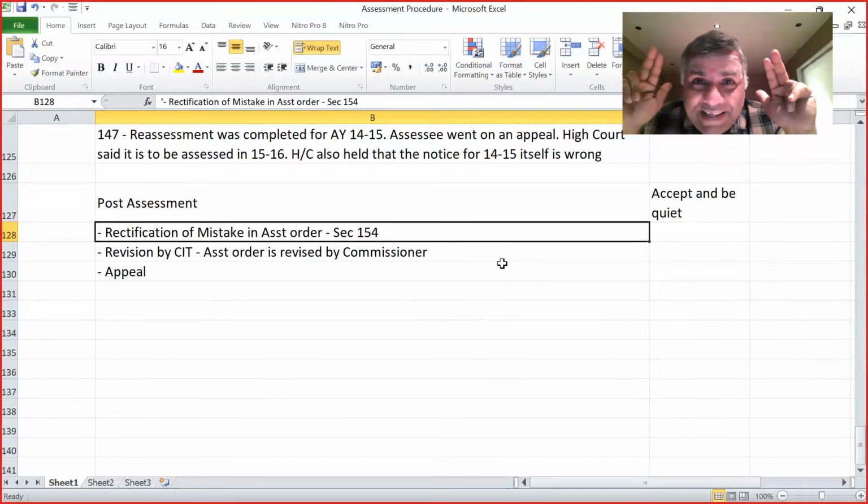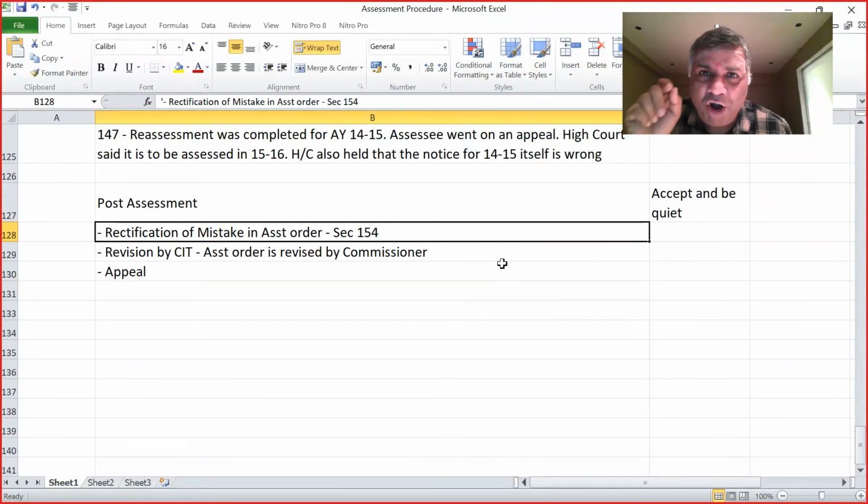There is a coinage for this in law: change of opinion. Change of opinion does not amount to mistake apparent on record. So then mistake apparent on record will just include what? Typing a wrong name, typing a wrong font, something like that. Wrong deduction amount. Deduction wrongly provided, depreciation wrongly computed. I'll come to your question in a bigger manner very soon.